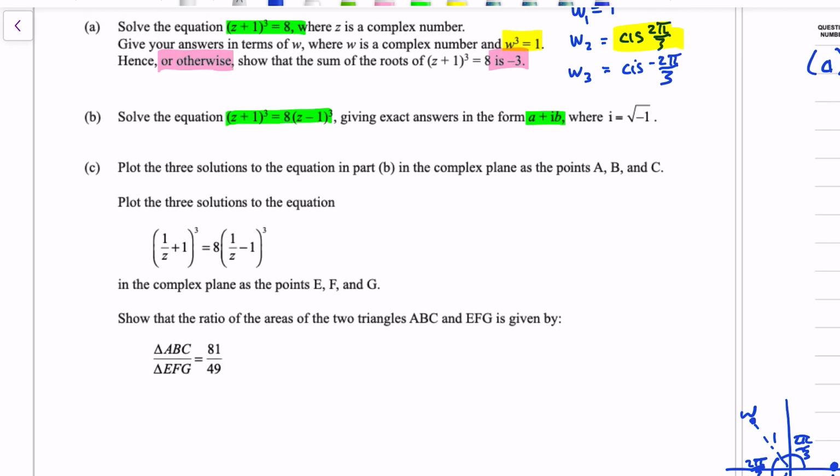Plot the three solutions to the equation in the complex plane as the points A, B, and C. Plot the three solutions to this new equation in the complex plane as the points E, F, and G. Another cubic equation. This is a very repetitive question, hence why we need to use the symmetry. How does this problem compare to the previous? The z has been replaced with a 1 over z. In other words, the solutions to part B, if we take the reciprocals of them, we get the solutions to part C. Okay, so let's do the first part, which is plot the solutions we've just found as points A, B, and C.